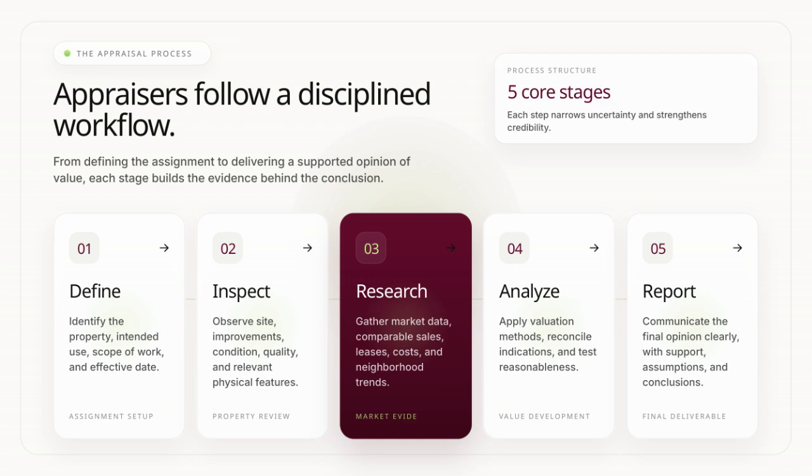Finally, the appraisal concludes with a comprehensive report. This document clearly communicates a final opinion of value, supported by all the evidence, assumptions, and conclusions developed throughout the process. Each of these 5 core stages, define, inspect, research, analyze, and report, serves to narrow uncertainty and strengthen the credibility of the appraisal outcome.